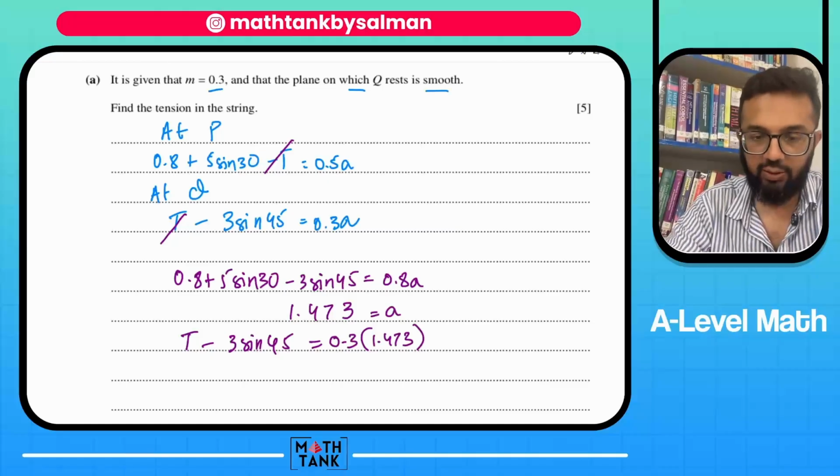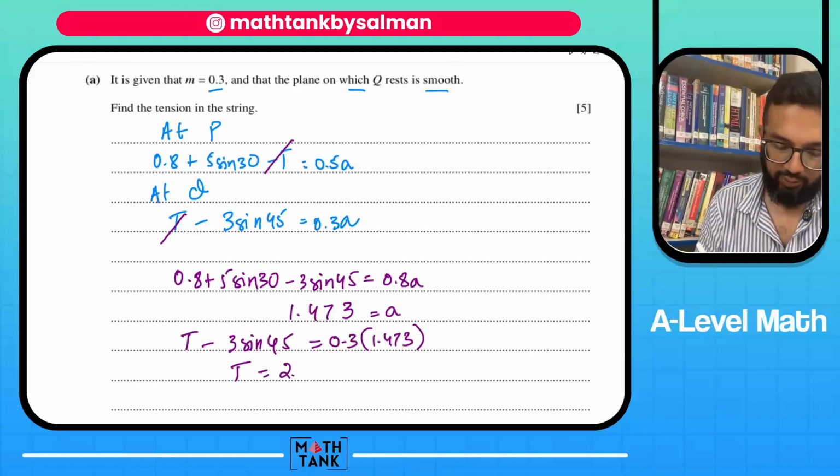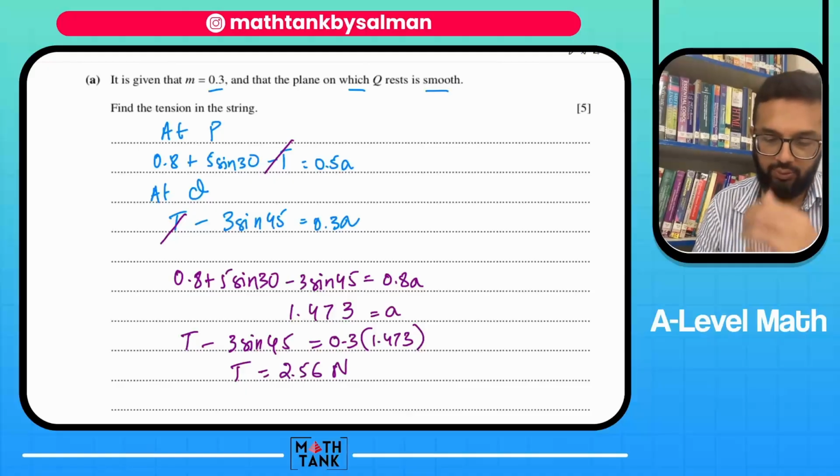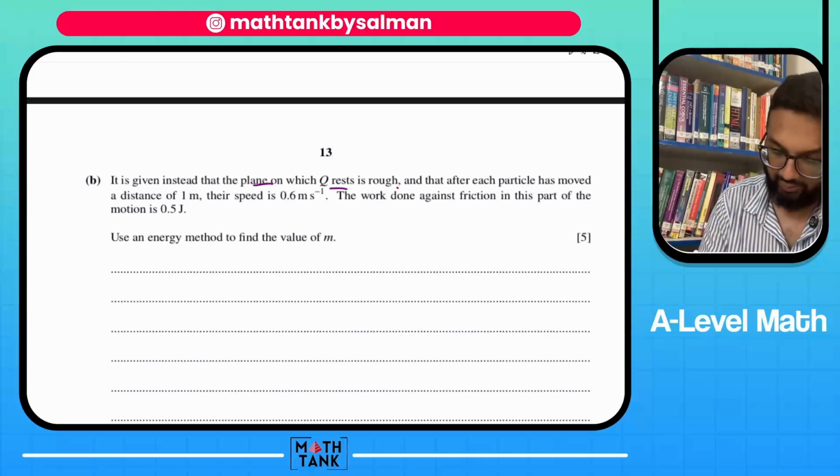2.3 plus 3 sin 45. Okay, so my answer is coming out: T equals 2.56 newtons. The tension is 2.56 newtons. That's easy, 5 marks.